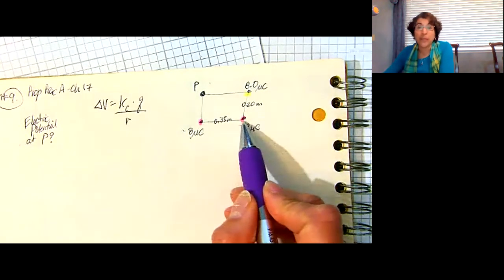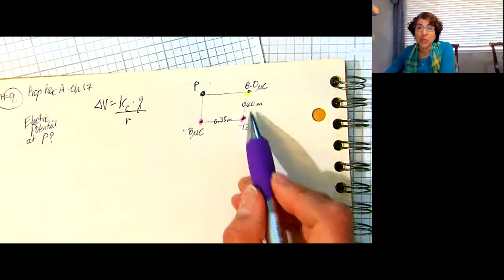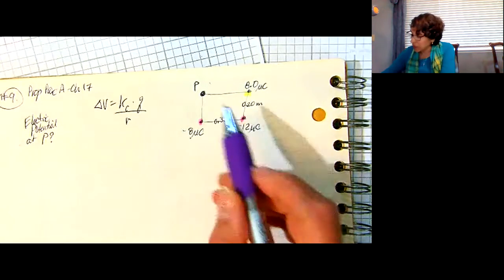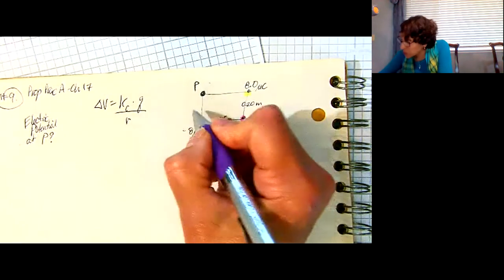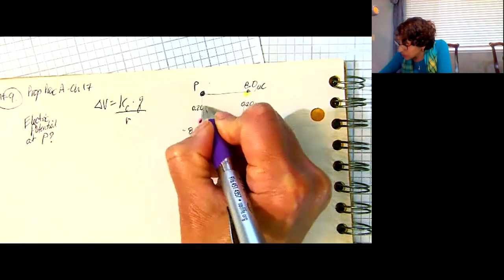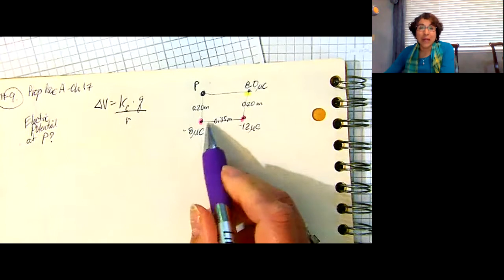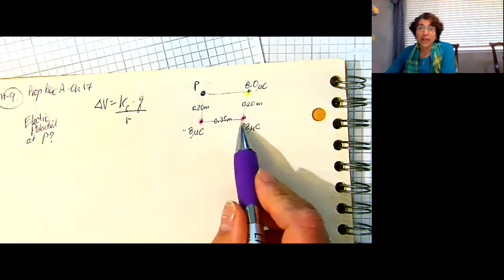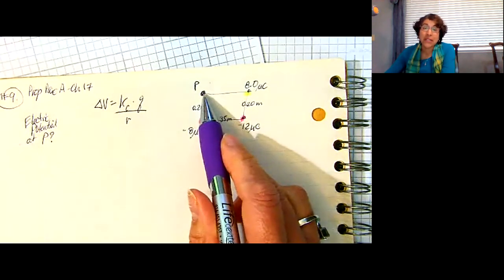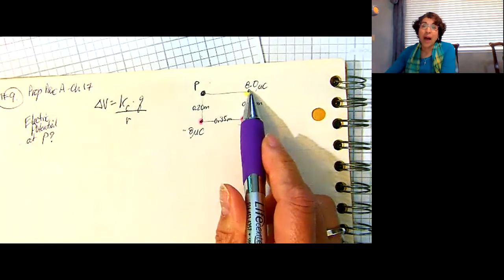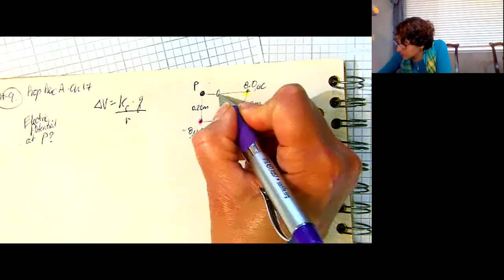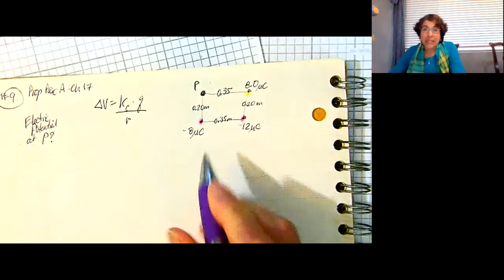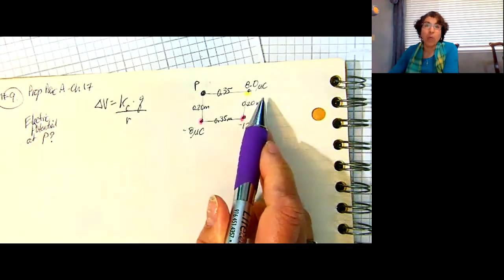Between these 2 is 0.35. Between these 2 is 0.2. So since it's a rectangle, the distance between the point P and this 8 must also be 0.2 meters. And because these 2 are 0.35 meters, the distance between P and this positive 8 microcoulombs is also 0.35. So we're going to take each of these 3 points one at a time.